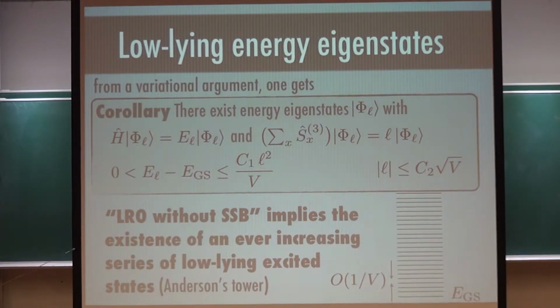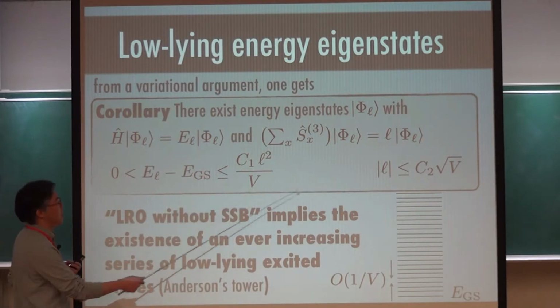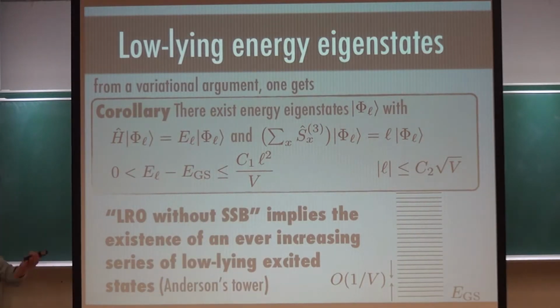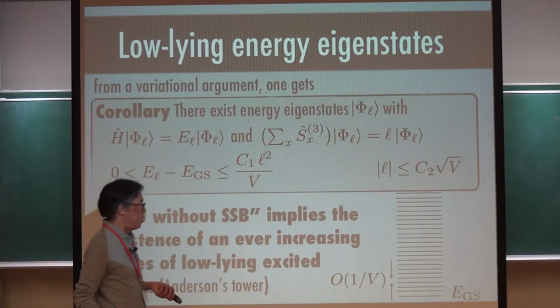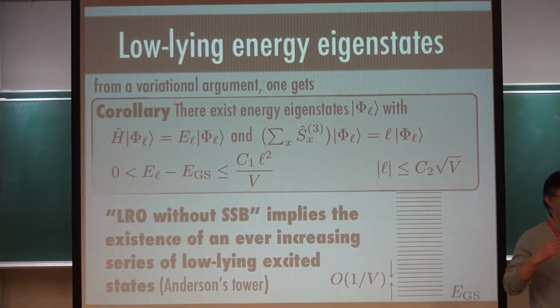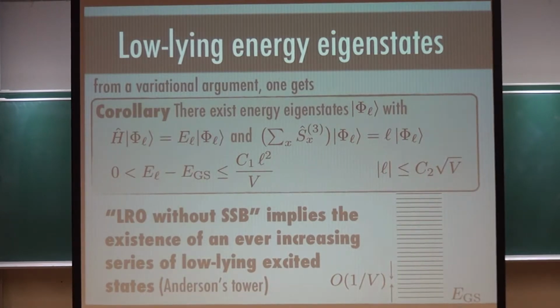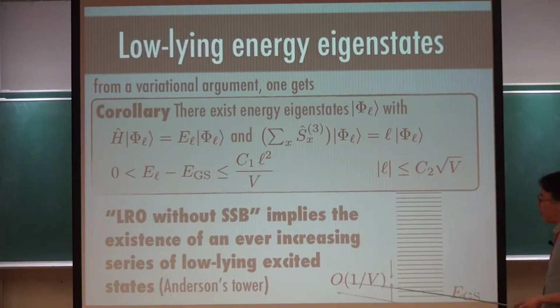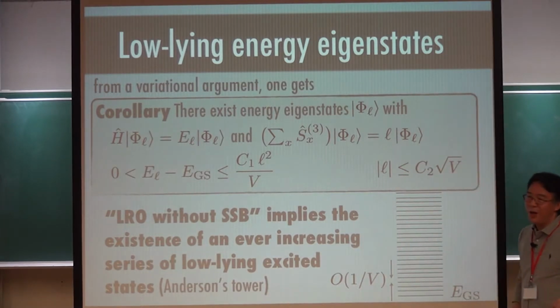So this shows that a weird, strange ground state with long-range order and without SSB inevitably implies the existence of an ever-increasing series of low-lying excited states. I say ever-increasing because this holds for L satisfying this. So if your V gets larger and larger, you get more of these low-lying states. This has been known, especially by those who do numerical exact diagonalization of spin systems, and people started to call this Anderson's tower.